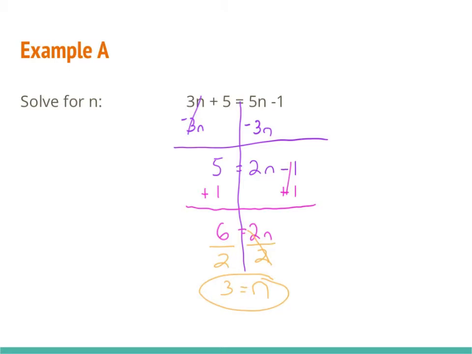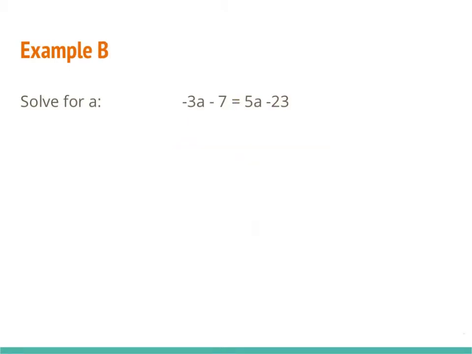Let's take a look at example B. So here we are at example B, and it says solve for a. I've got negative 3a minus 7 equals 5a minus 23. So again, the first thing I'm going to do is draw my wall because I want to keep those sides separated. Then I've got negative 3a on one side, positive 5a on the other. I have to get rid of one or the other. It doesn't matter which one. I'm going to get rid of, again, the negative 3a so that I end up with a positive coefficient. I just want to make life easier on myself.